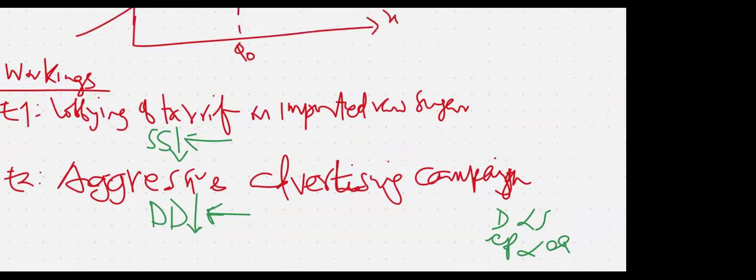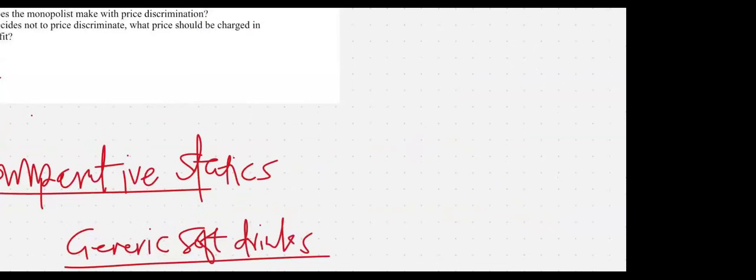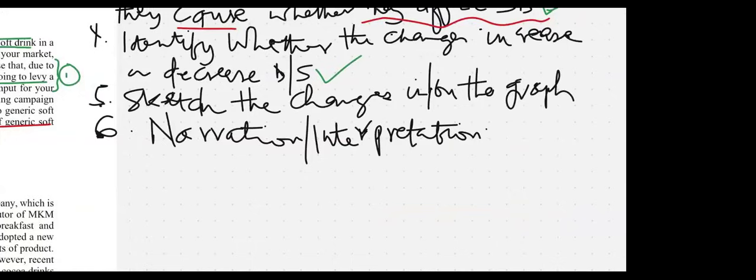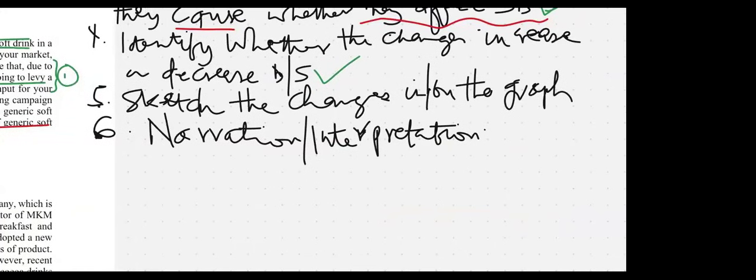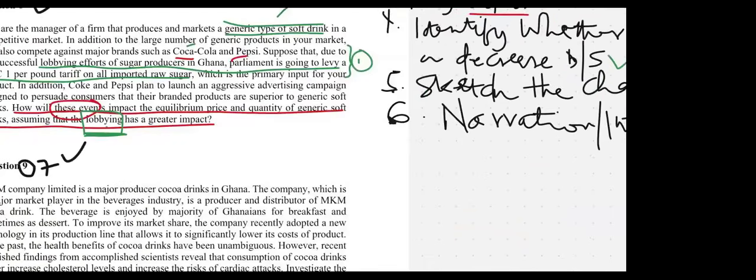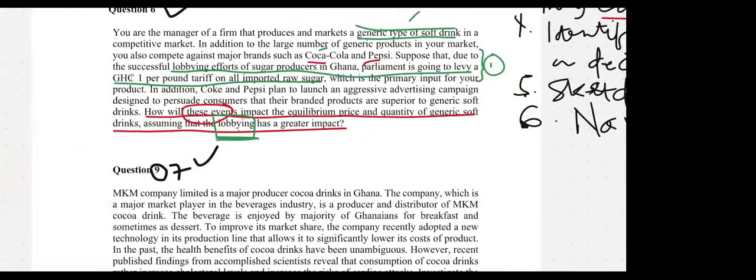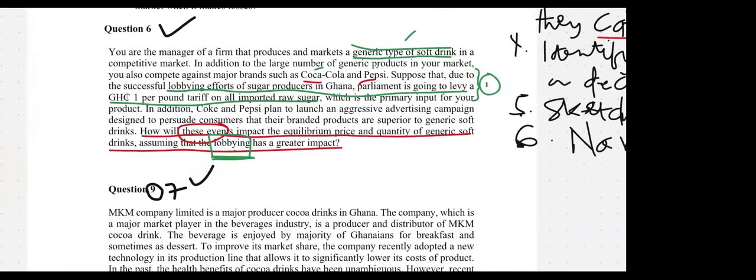Now we have finished with steps 3 and 4. What is the next step? The next step says sketch the changes on the graph. We are going to do this. Before I sketch the changes, I'll go back to the last sentence, the requirement. It says, how would these two events impact the equilibrium price and quantity of generic soft drinks?